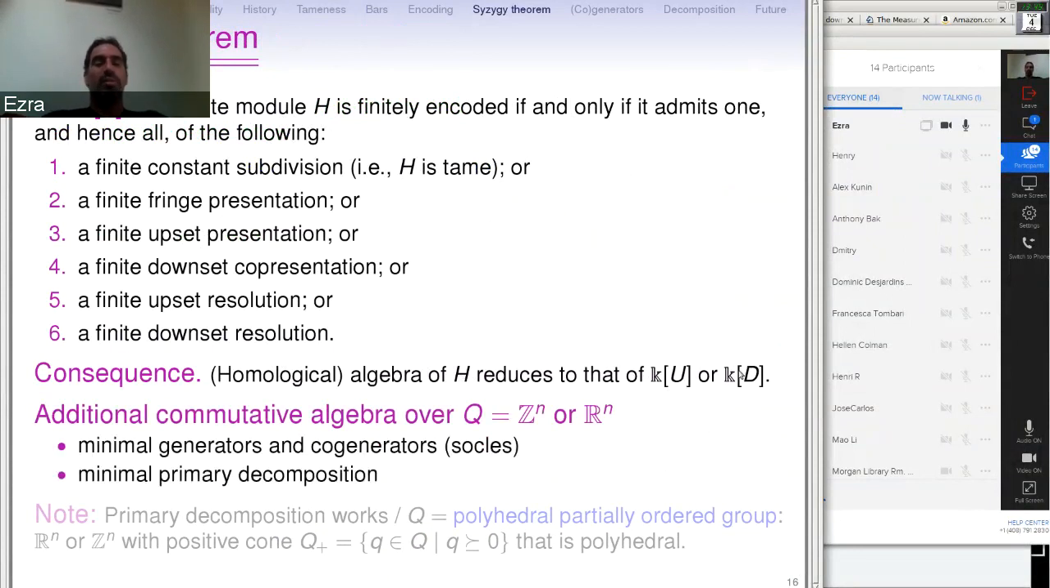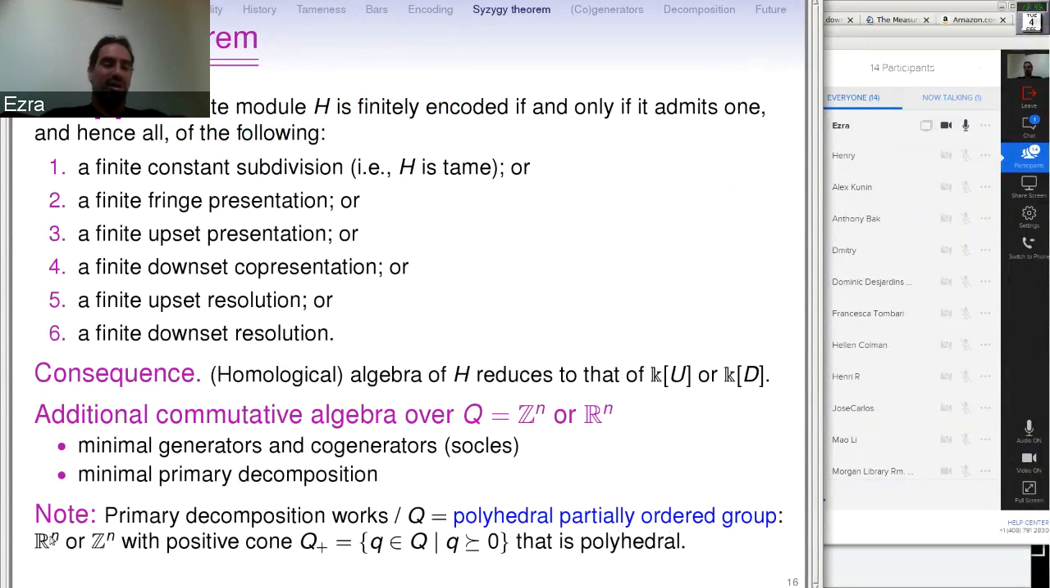So there's more commutative algebra if you take Q. So this is over an arbitrary poset. This has nothing to do with R^n or Z^n. When you take Q to be Z^n or R^n, then you end up with this notion of minimal generator and minimal cogenerator, which is the same as a socle element, and you have minimal primary decomposition. And just as a note, these things work. Primary decomposition works over any polyhedral partially ordered group, which is R^n or Z^n or really any real, totally ordered group with a positive cone that is polyhedral, that has only finitely many facets. Or finitely many faces, let's say. That's just a comment, but you should think of Z^n or R^n with the standard partial order on it.